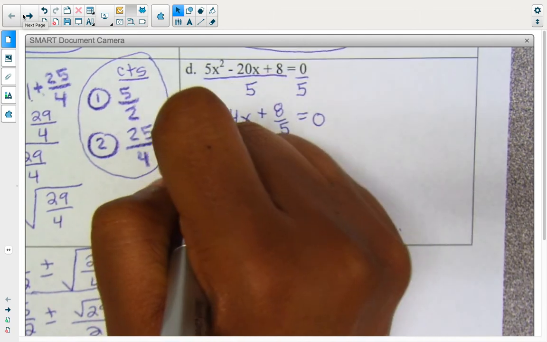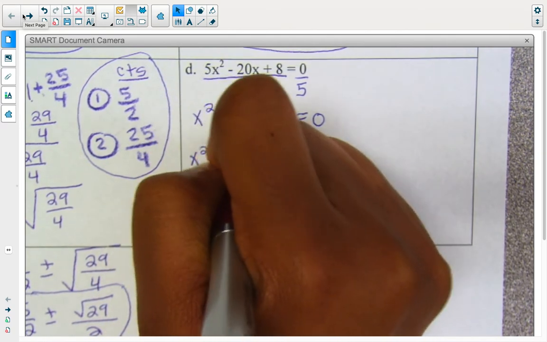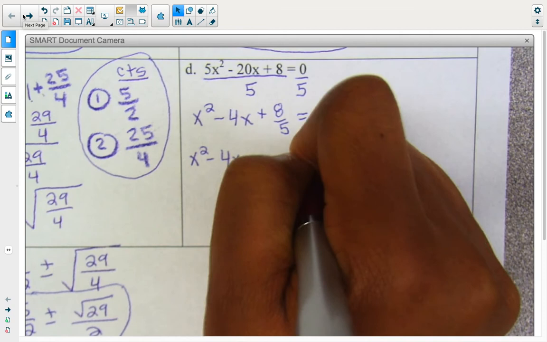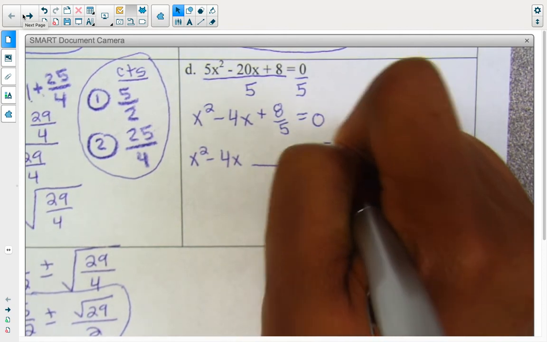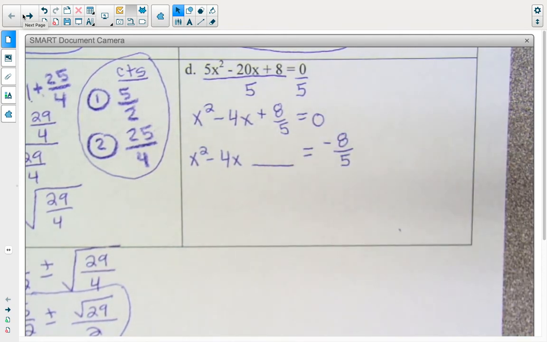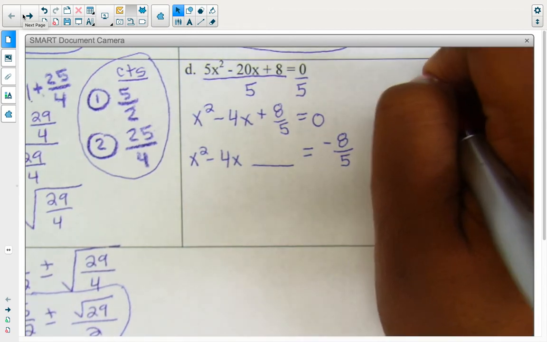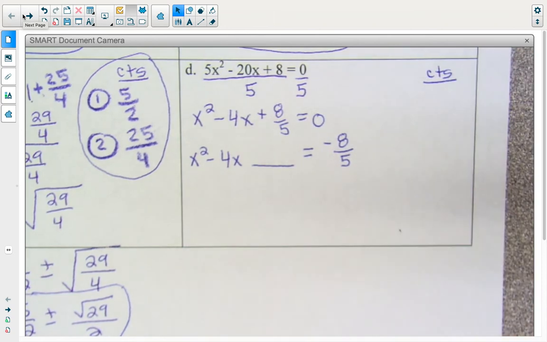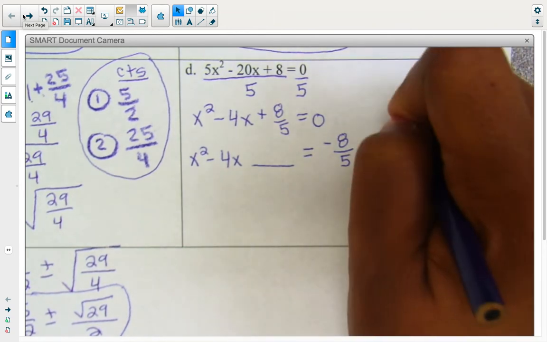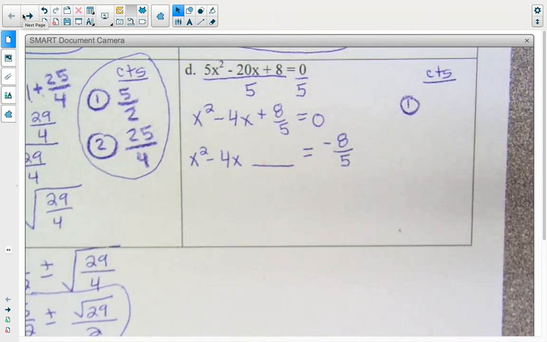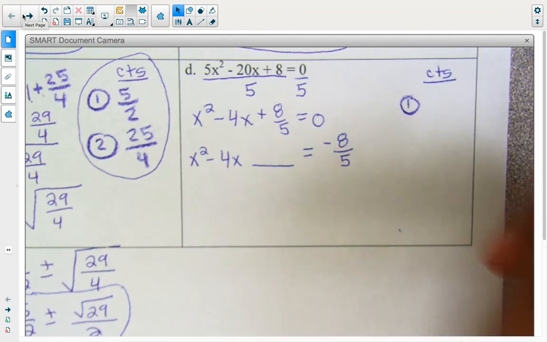So that's going to give me x squared minus 4x, leave a little space, we've got to complete the square, equals negative 8/5. From here, off to the side, as you know by now, we want to complete the square. So I'm going to do those steps over here to the side. Step 1, you take half of the middle number. Half of negative 4 is negative 2.